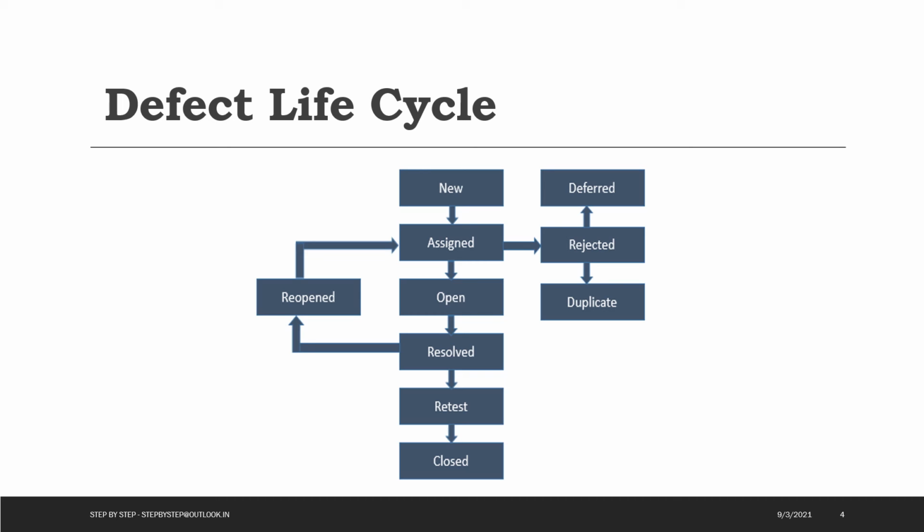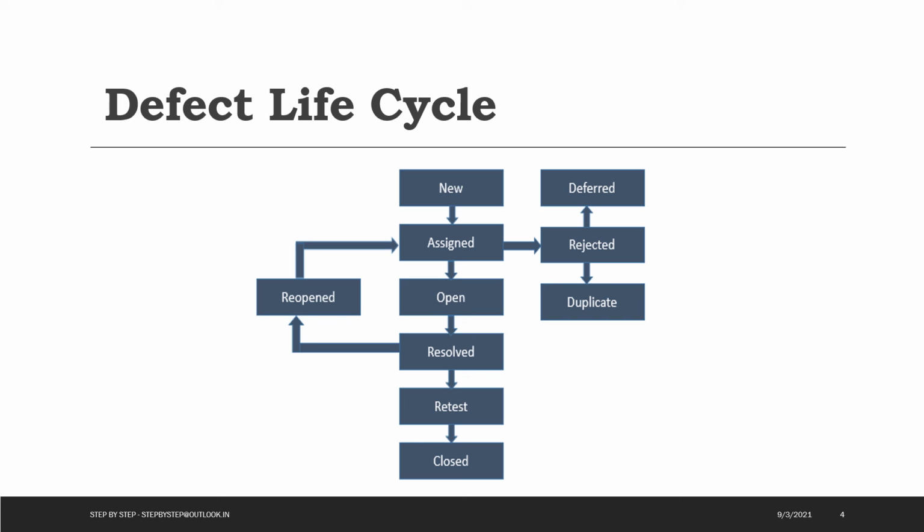Then, if the issue is legitimate, the developer will do a fix and mark it as resolved. It will come back to QA, and QA needs to retest it. If in the retesting QA finds that the actual issue is not fixed, it will be reopened and assigned back to the developer. And if the retesting passes, it will be closed straight away.